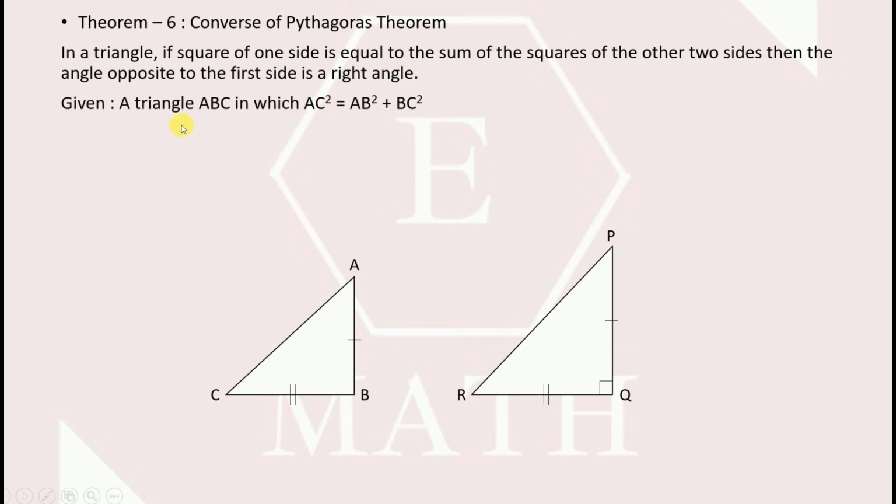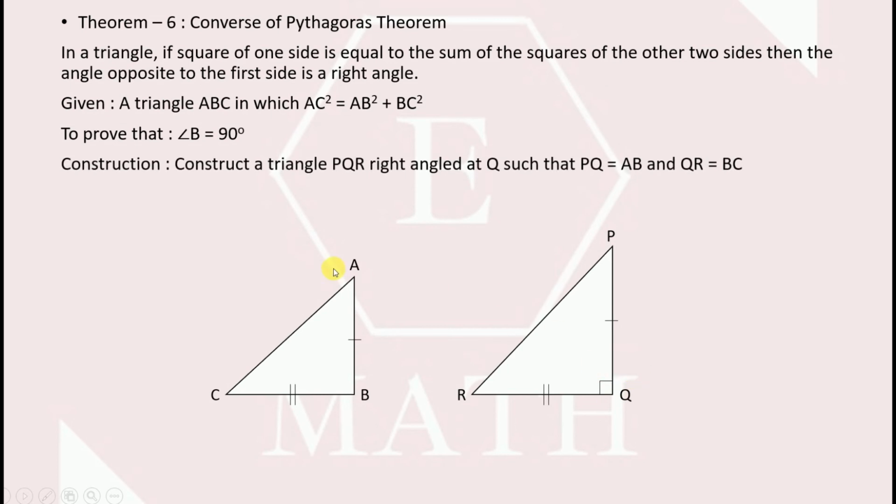What is given in this theorem is just the triangle ABC, in which AC square is equal to AB square plus BC square. This holds good. Now we need to prove that angle B is 90 degrees. In these two diagrams, we are not told whether angle B is 90 or not, but in this triangle we have specified that angle Q is a right angle, right? So carefully we need to observe these things.